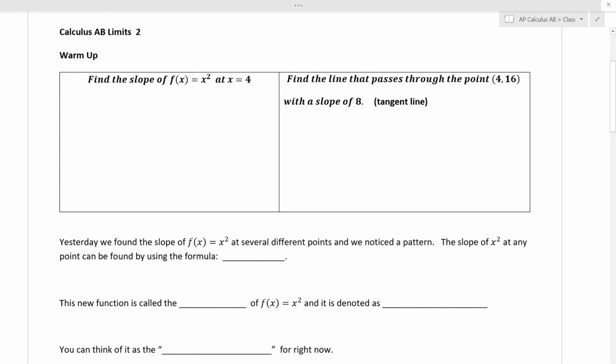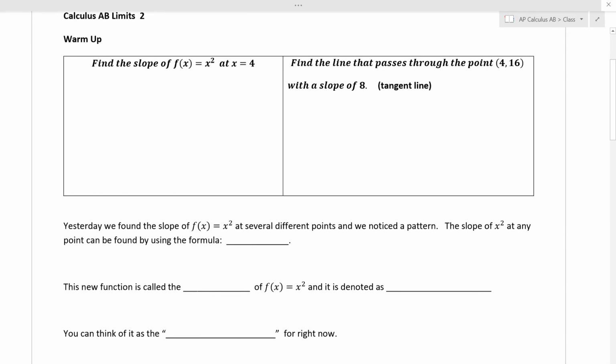Okay. I hope this is easy. You can do this the whole long way we've been doing, but we know a formula for the slope of x squared. It's 2x. So the slope of x squared at 4 is just 8. Okay? We know that formula. We can use it. Okay?